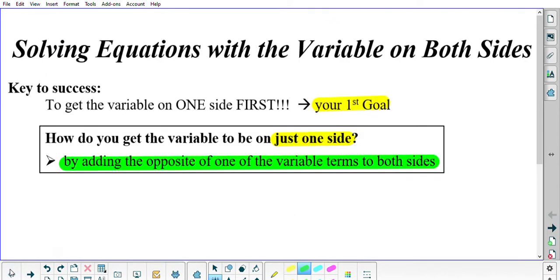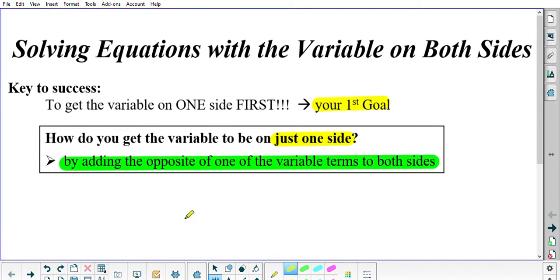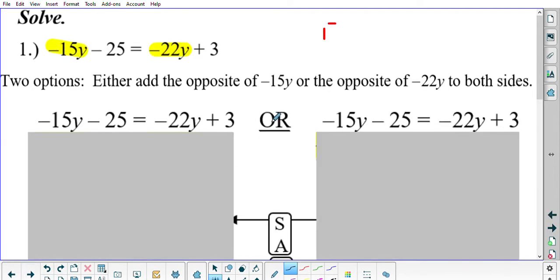And so to get the variable to go to one side, we're going to add the opposite of one of the variable terms. And we're going to do that to both sides. When I say variable terms, I mean the terms that have the variable. So that would be negative 15y or negative 22y. And so to get the variable to go to just one side, we will add the opposite of one of those variable terms. So we could add the opposite of negative 15y, or we could add the opposite of negative 22y. It's honestly your choice.